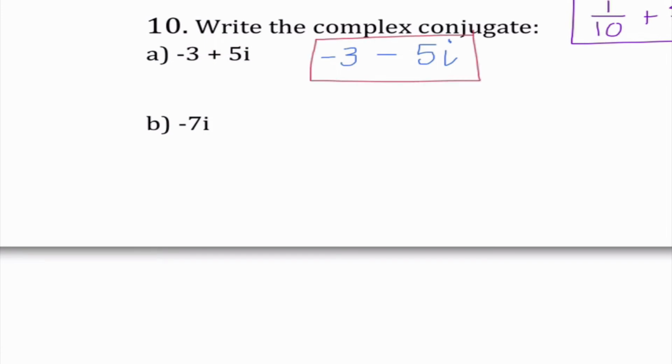Okay, second one, I have negative 7i, and this looks kind of strange because I don't have a real number added to it, but that actually makes it easier because it just becomes positive 7i. So if I just have, remember we call this a monomial, I only have one term, I know that it's just going to be the opposite value.